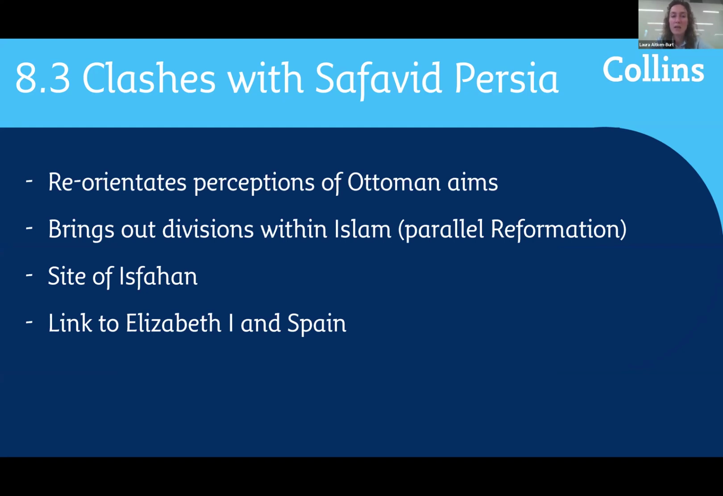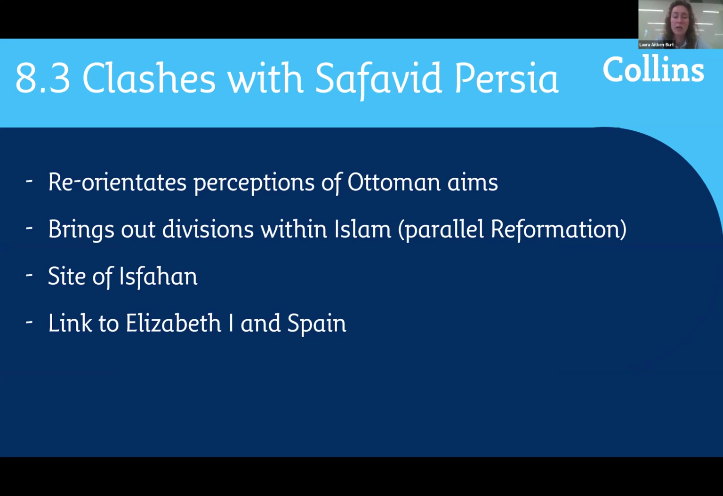This really complicates the narrative about the Ottomans, because whilst we might think, or the traditional narrative, if you were going to talk about the Ottomans, was to think about them as a threat. How much of a threat were they to Europe? Well, the Ottomans are actually less concerned about Europe, and they're much more concerned about Safavid Persia.